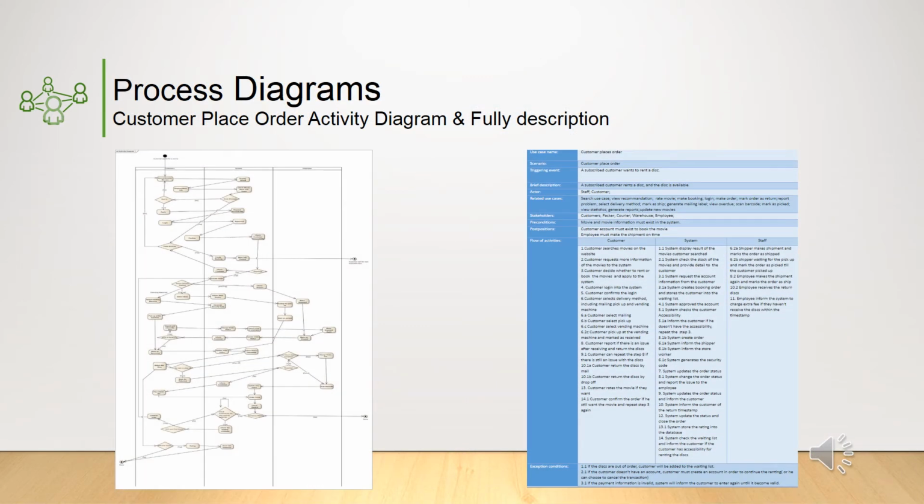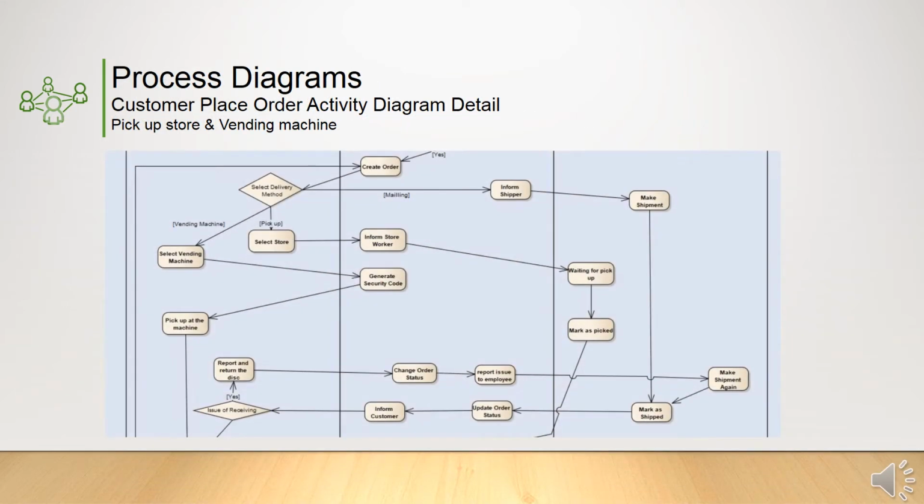And then is the customer place order activity diagram. Since we use Gary's store as a pickup depot and use the vending machine as well, we can see now in this part of the activity diagram, customers can choose the delivery type after the order has been created.